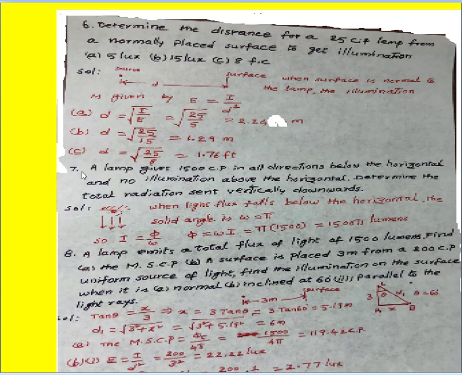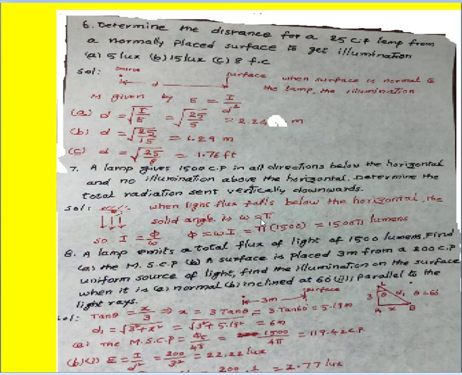Next, another problem. Here, a lamp gives 1500 cp in all directions below the horizontal and no illumination above the horizontal. Determine the total radiation sent vertically downwards. So here he wants to know the flux received by the floor. If we assume there is a parallel line like this and the light source is like this, then above this horizontal line there is no light.